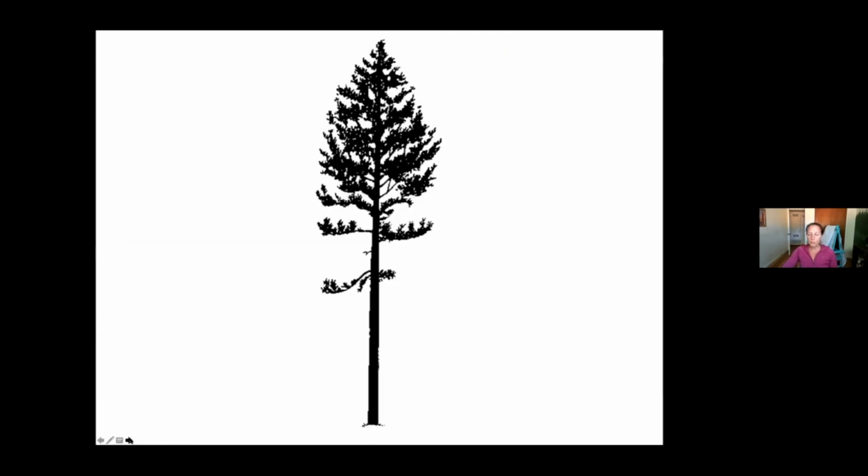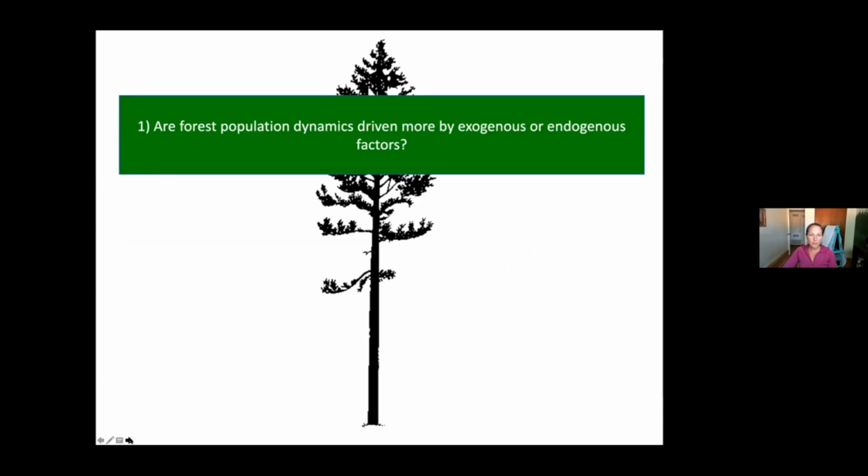In this research, we utilized a long-term permanent plot network that was sampled from 2002 until this year, 2020, to address a series of questions related to the influence of climate and extreme drought or disturbance on success and response of the species. So our first question was really asking about forest population dynamics and whether they're driven more by exogenous or climatic factors or more by endogenous factors such as forest stand density or impacts of insects and disease.